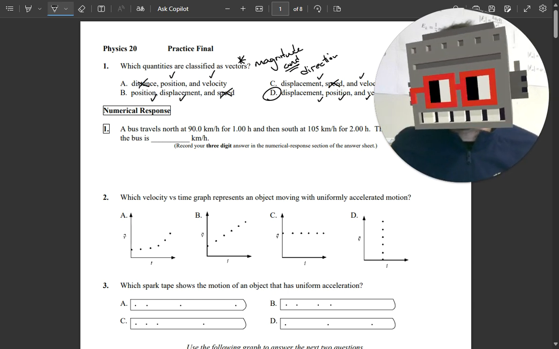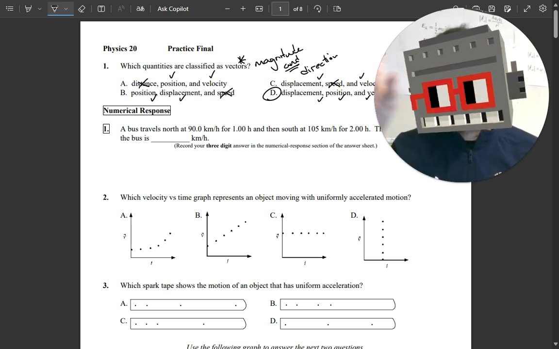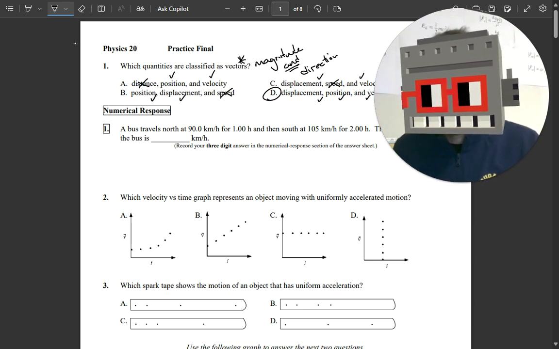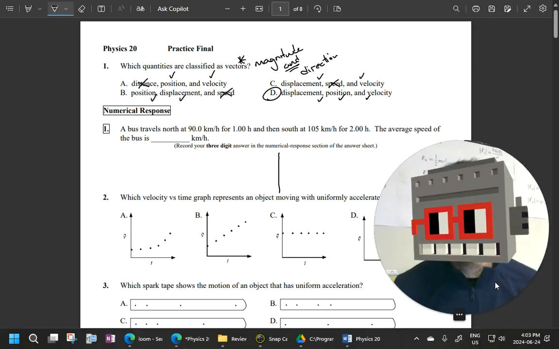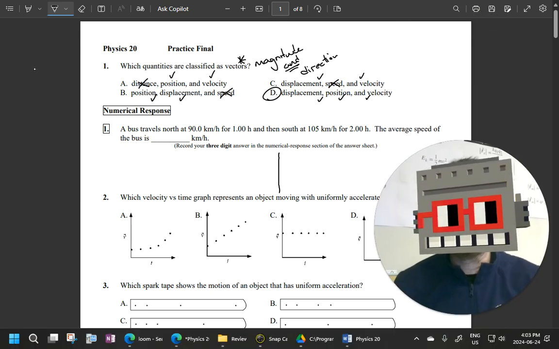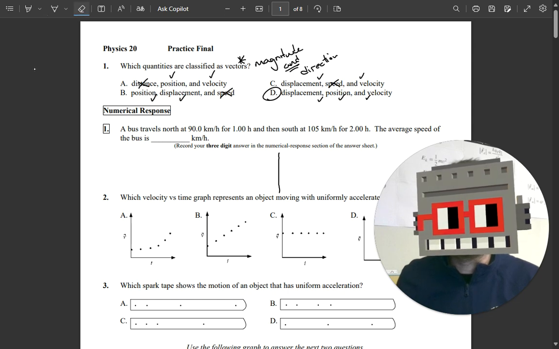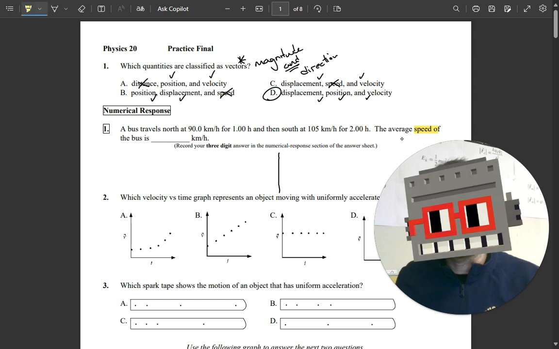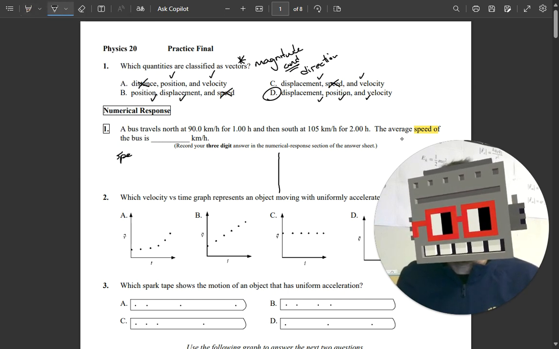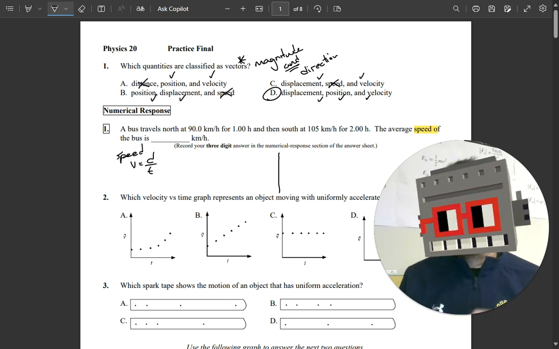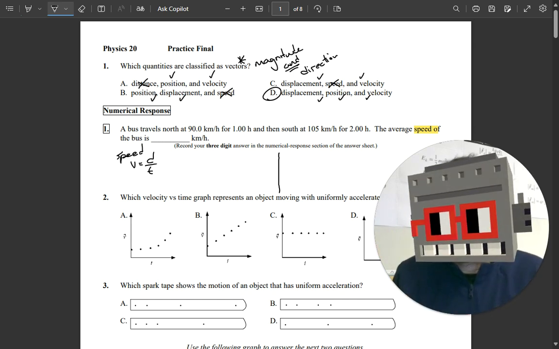Okay, so we got a bus here traveling 90 kilometers per hour north, and then it's traveling 105 kilometers per hour south. What is the average speed? Very key on this question, we're looking for speed. I'm going to do this two different ways, just to show the difference between finding the speed and the velocity. My first one is what they want: to find the speed. To find the speed, I'm going to take the distance I travel and divide it by time. So I need to find the distance you travel.